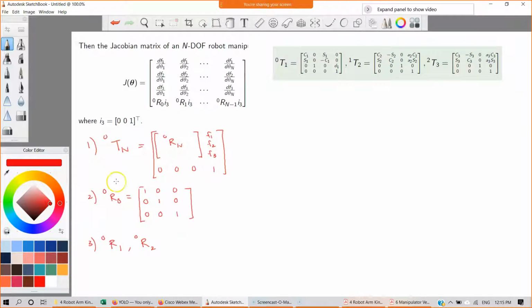Okay. So let's compute all this. Let's compute T20. Why do I need to compute T20? Because I'm in the process of computing T30. And also I need R20, which is from T20. So that's why I'm computing this. So we know that T20 is equivalent to T10 multiplied by T21. Okay, so just multiply these two.